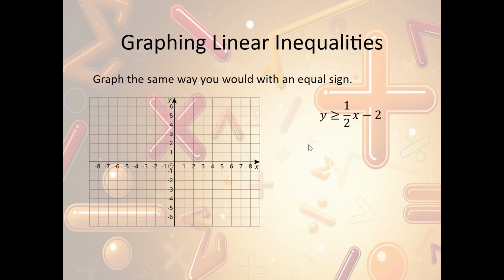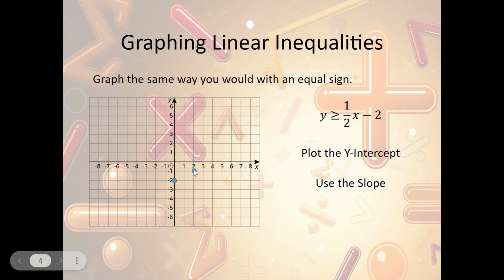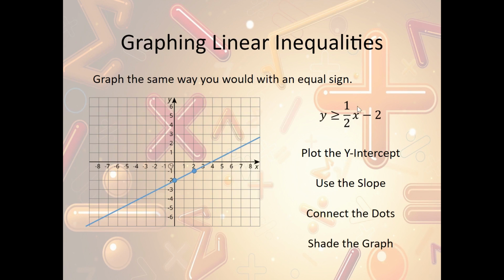Now how does this apply to inequalities? Well, with inequalities, we're going to graph them the same way. So just like we did before, we're going to plot the y-intercept, which in this case is -2, so I go down 2 and plot that point. Then I use the slope to plot the second point. Well, this is change in y, so we're going up 1 to the right 2. So we go up 1 to the right 2, plot my point, connect the dots, and now I have my line. Now the difference is we're going to shade where the y values are bigger than the line.